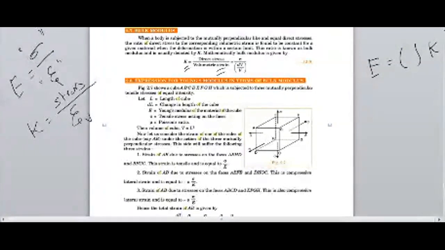So here bulk modulus is an elastic constant.